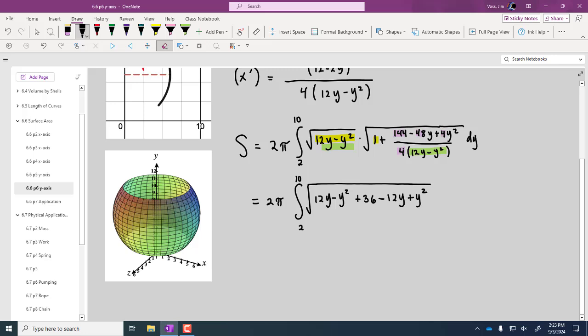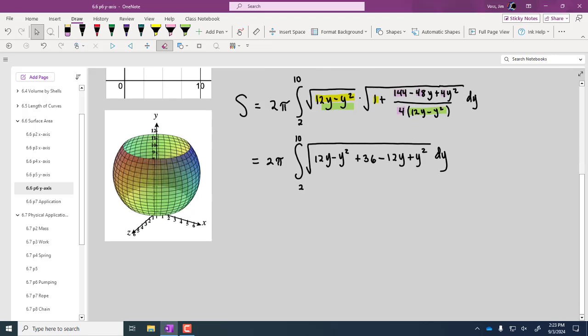And this looks a lot like one of the ones we did earlier. We end up with a lot of cancellation, the 12y and the minus 12y, the y squared and the y squared. So we're down to just a constant inside, which is 36. The square root of 36 is 6, and that's going to come out to the front and give us 12 pi integral from 2 to 10 of dy. And what's the integral of dy from 2 to 10? 8, just the length of the interval. So 96 times pi will be our final answer.